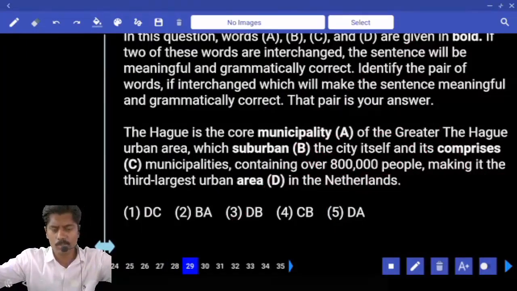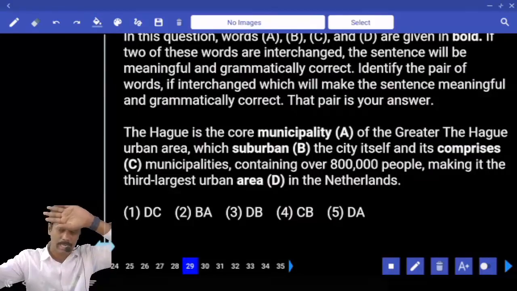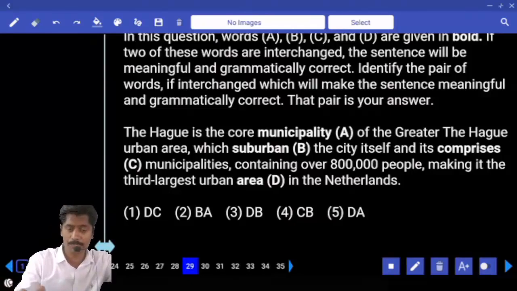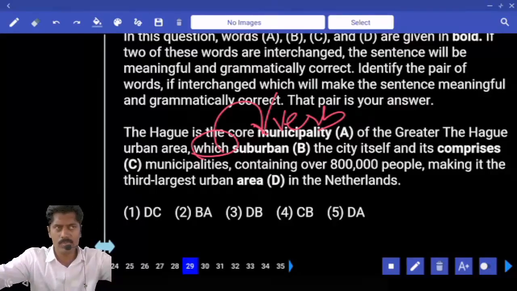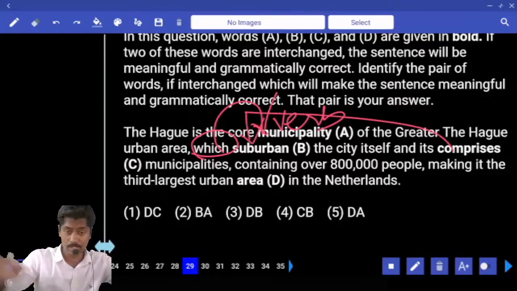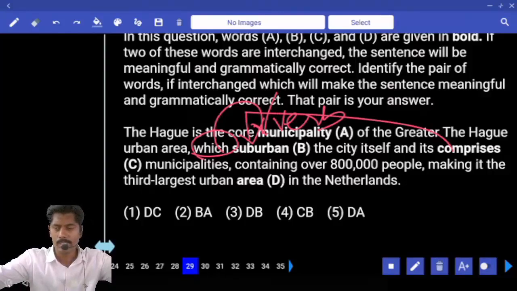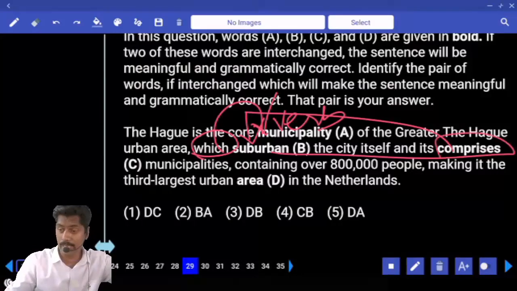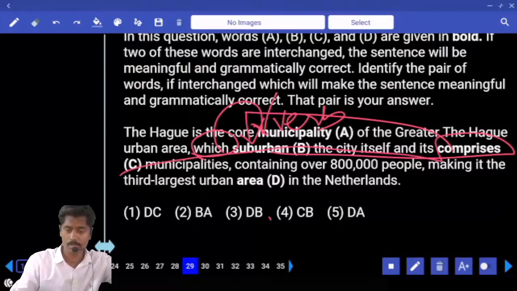The Hague is the core municipality, okay. Core suburban, no. Core comprises, no. Core area, maybe. I'm not sure about it. Of the greater The Hague urban area, which dash? Why do we generally take the relative pronoun which? When we take the relative pronoun which, I need a verb afterwards. Where is the verb in all these 4 words? Municipality noun, suburban kind of noun, comprises verb, area noun. Let me keep this here. Comprises means consists of. The Hague urban area which comprises the city itself and its suburban municipalities. So B and C, C and B, fourth option.